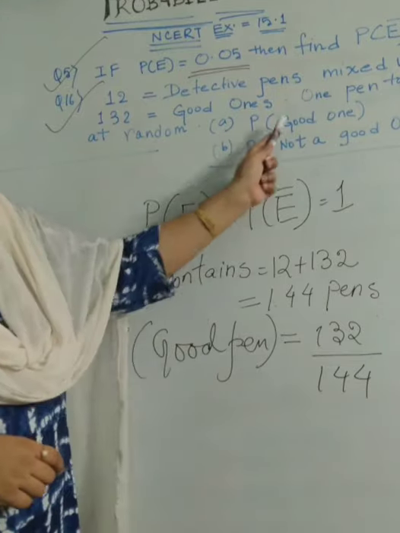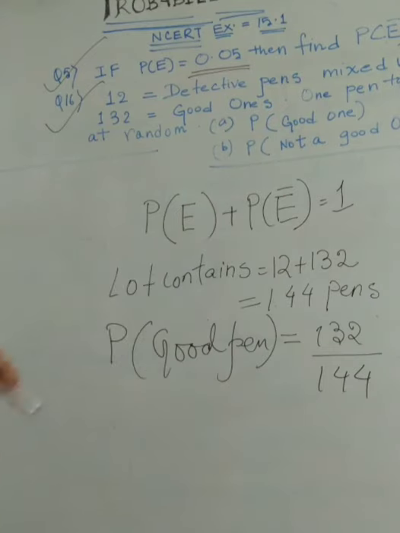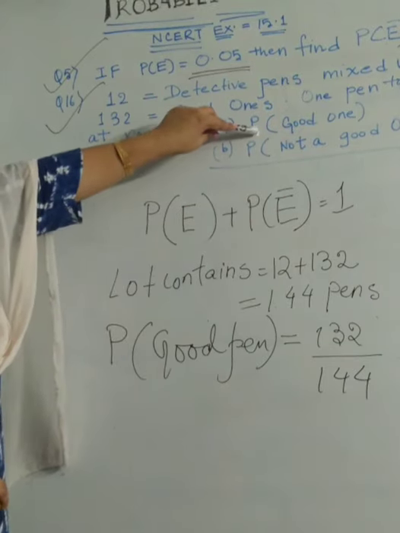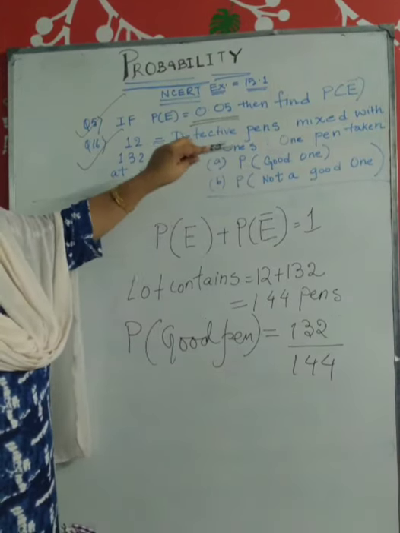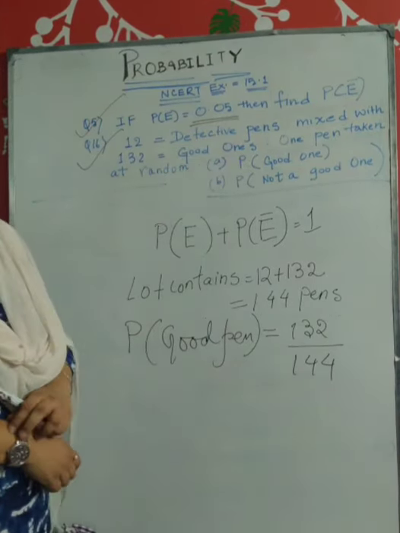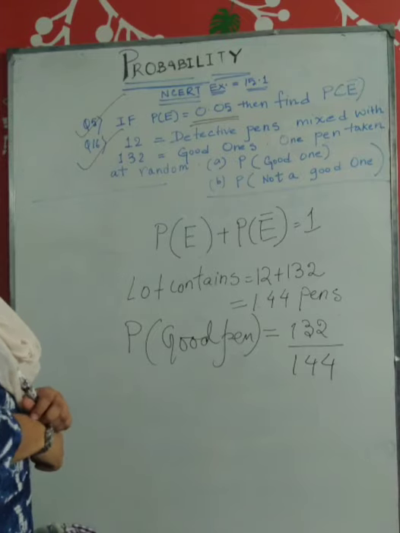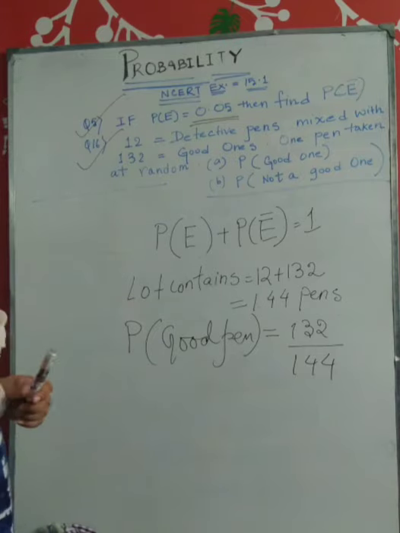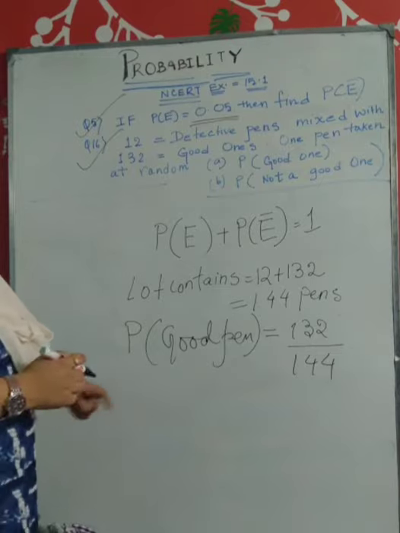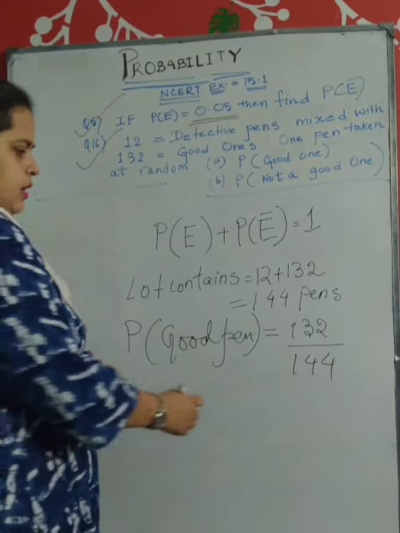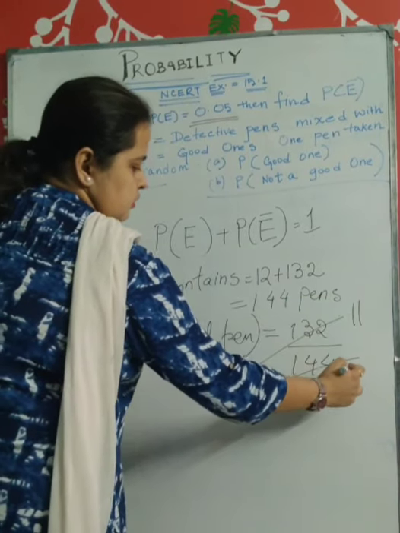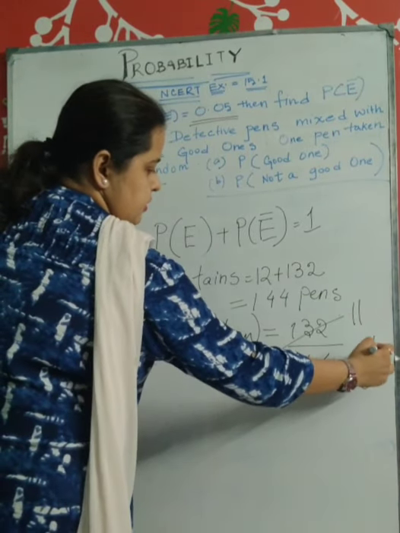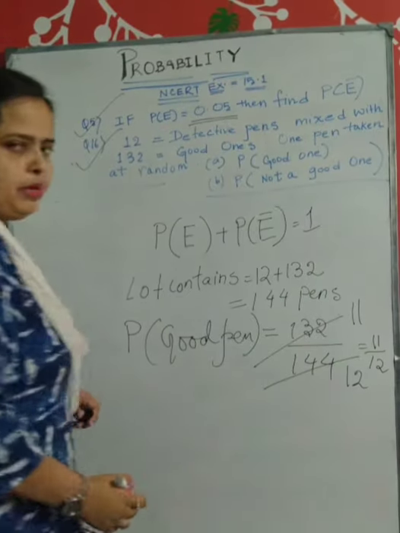Good one and not a good one. Look at the problem please. Here they require the occurrence of getting a good one, and here they require getting not a good one. Correct. Now how to do that? Let's see. One thing can be done. We can cancel it first, so it is simplified to 11 by 12.